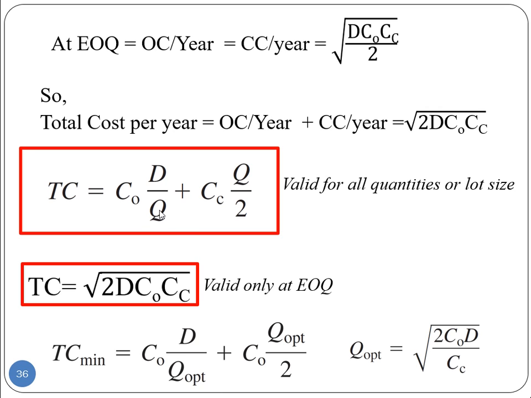Here you find the Q value, and the optimum value you find and put over here, then it is good, then it becomes the total cost minimum at EOQ and the formula becomes this, only Q changes to Q optimum, and for Q optimum we already derived the formula. This is the formula for the economic order quantity, that is the number of units. The answer is the number of units.